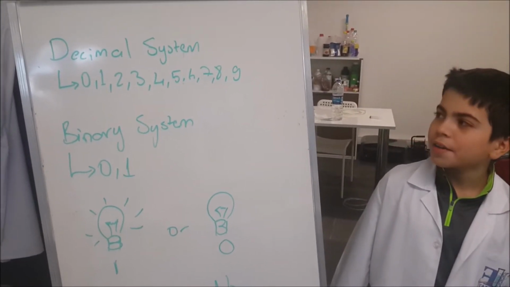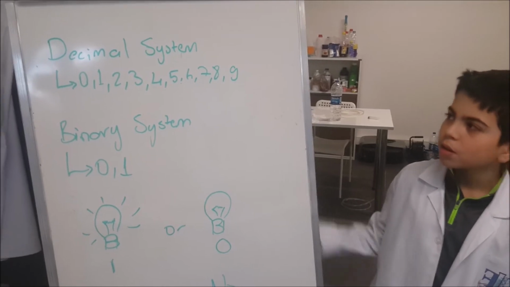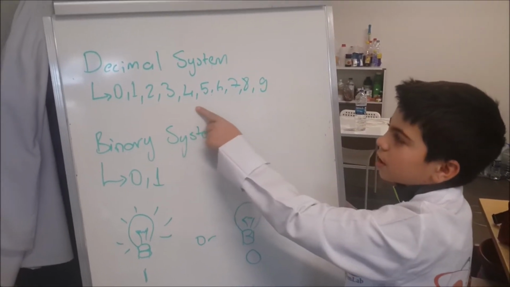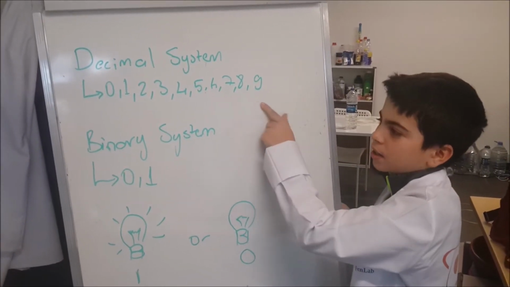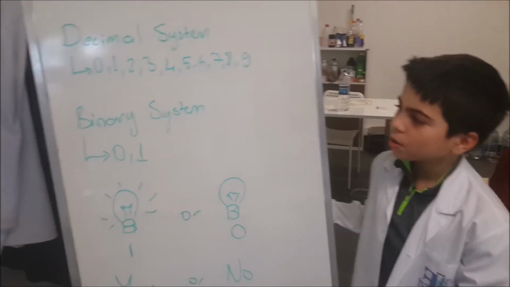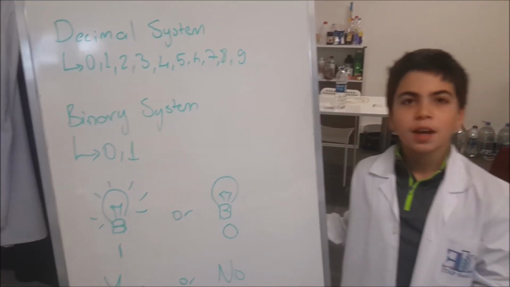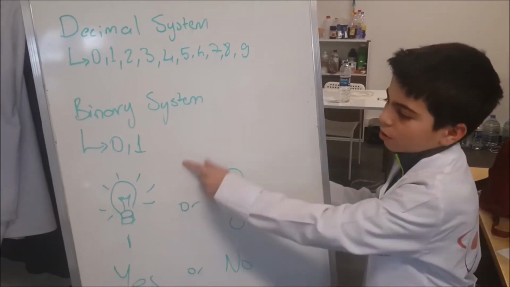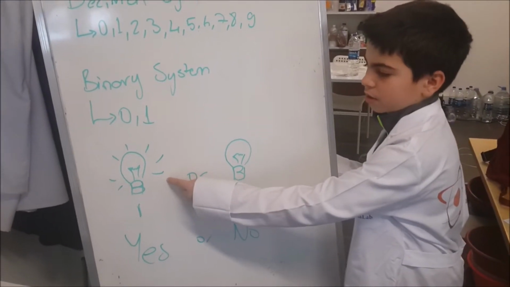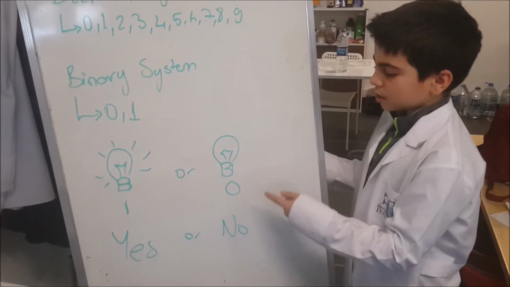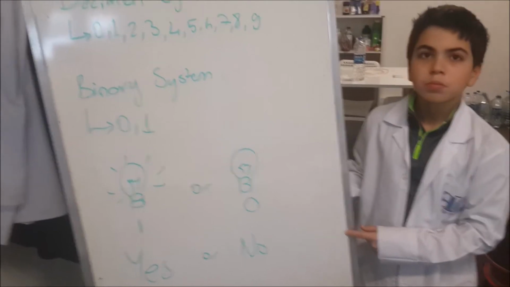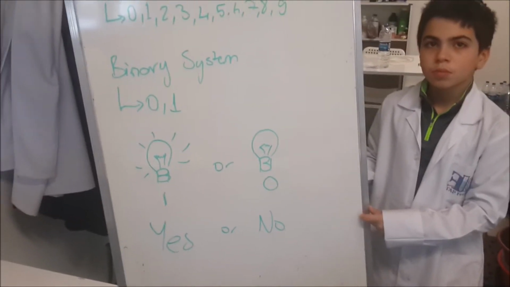In our everyday lives, we use the decimal system, which has 10 numbers in it: 0, 1, 2, 3, 4, 5, 6, 7, 8, 9. But when we're communicating with computers, we use the binary system, which only has 2 numbers, 0 and 1. Basically, 1 means yes, or turned on, and 0 means no, or turned off. So it makes the communication with computers simpler.